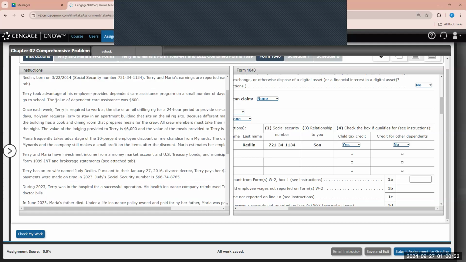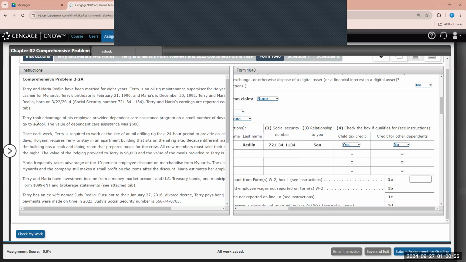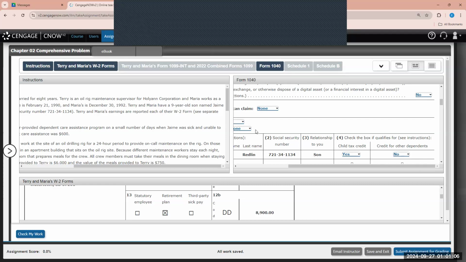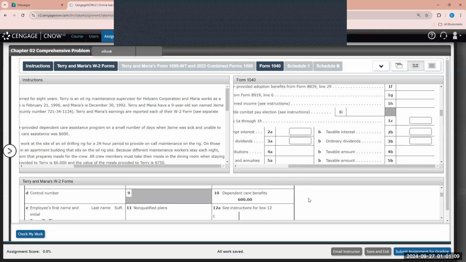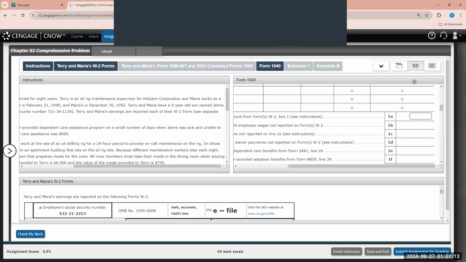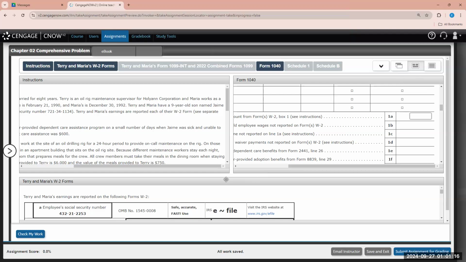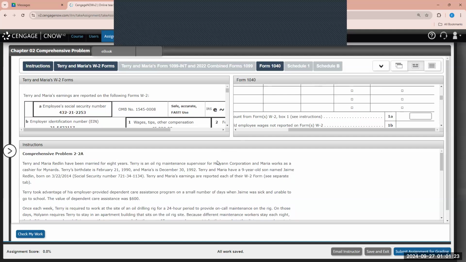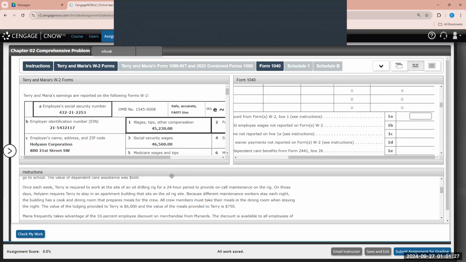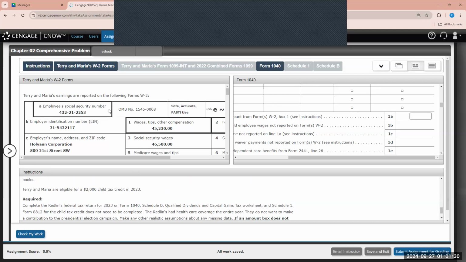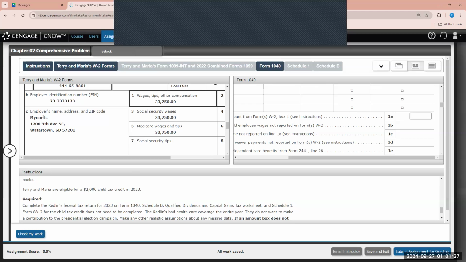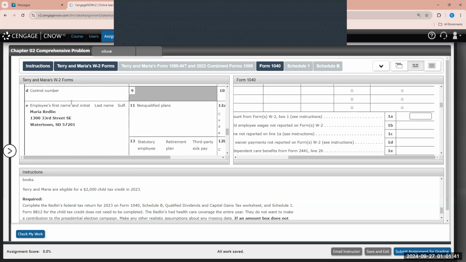So we went through the information for the first set of information provided. Now it shows Terry and Maria's earnings are reported on the W-2s. So we'll go to their W-2s. All right, so we'll try to make this a little bigger. All right, so here we have the information for Terry. He works for Hollyann Corporation, as the problem states. And then the wife, she works for Minards. So Maria, here's her W-2.